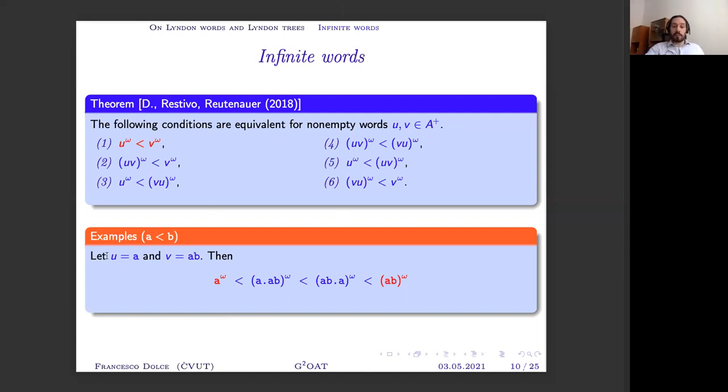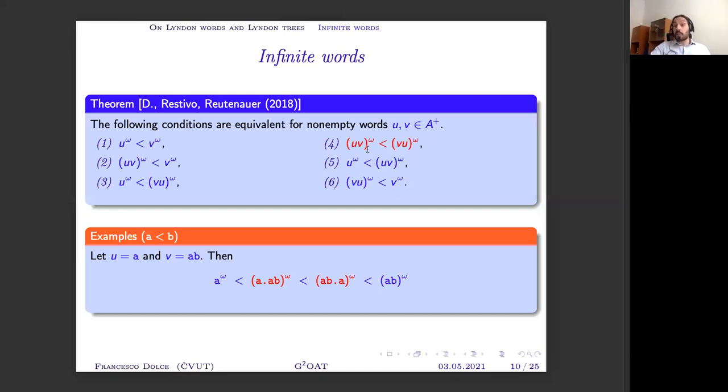So let's suppose that the first word u is just the letter A, and the second word v is the letter AB. We have that A to the omega is more than AB to the omega. But this is equivalent to saying that the concatenation uv to the omega is strictly smaller than just the second one, v to the omega. And this is also the same as saying that only the first one to the omega is strictly smaller than the concatenation v first and u after, to the omega.